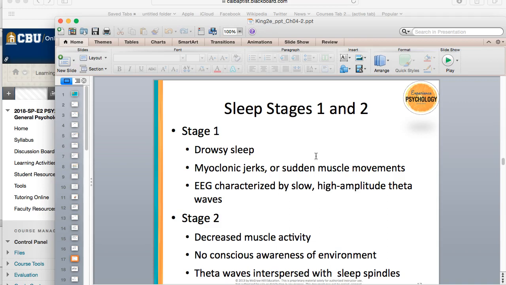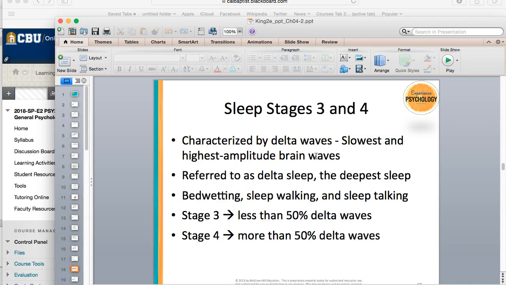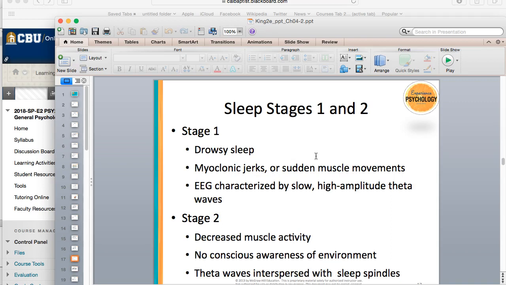So the sleep stages is something important and interesting. I talked about going to have a sleep study. So they'll monitor stages of sleep as well. So stage 1 is drowsy sleep. Myoclonic jerks or sudden muscle movements, EEG characterized by slow, high amplitude theta waves. So this is when you're really drowsy and not necessarily in that deep sleep.